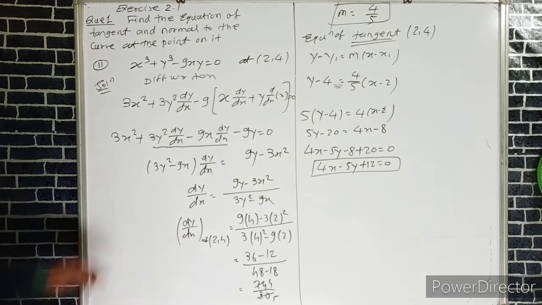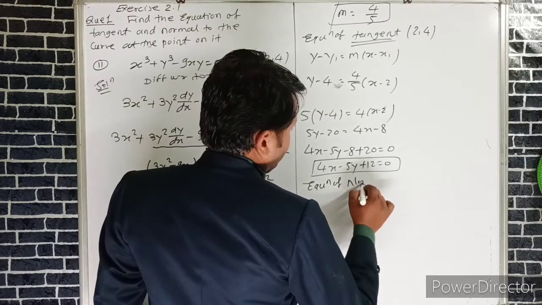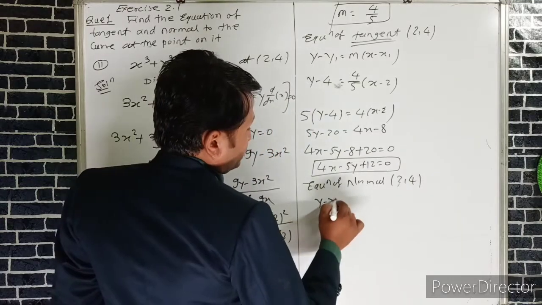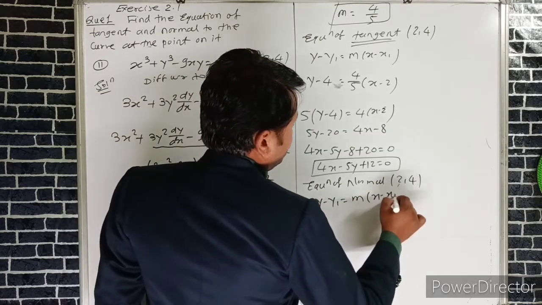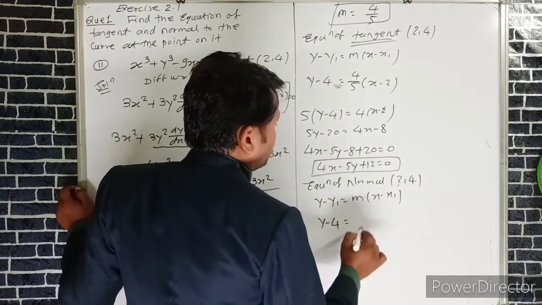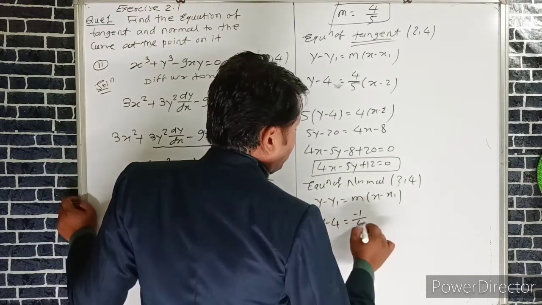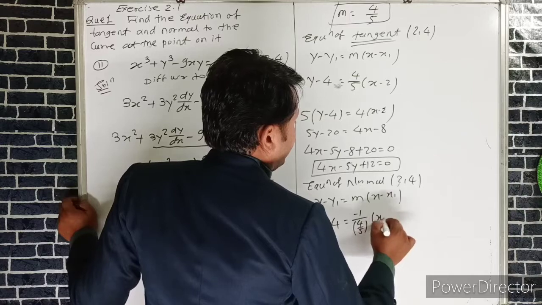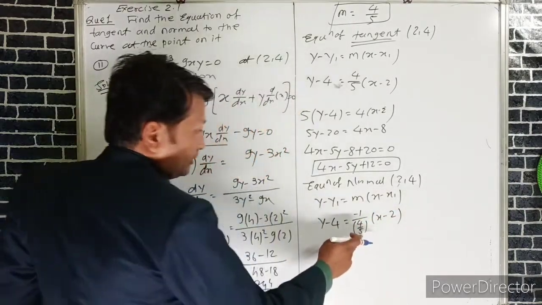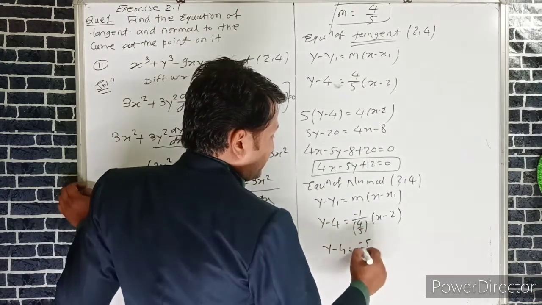Now we have to find again the equation of normal. So the equation of normal at (2, 4) is y minus y1 equals m times (x minus x1). Here the value of y is 4, so we can write y minus 4 equals the value of m, which is minus 1 upon 4 by 5, into x minus x1, which is 2. Here, if we write minus 5 by 4, y minus 4 equals minus 5 by 4 into x minus 2.